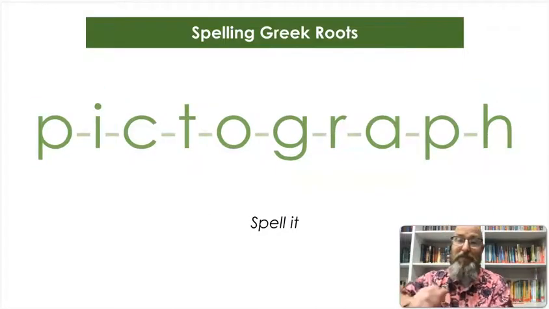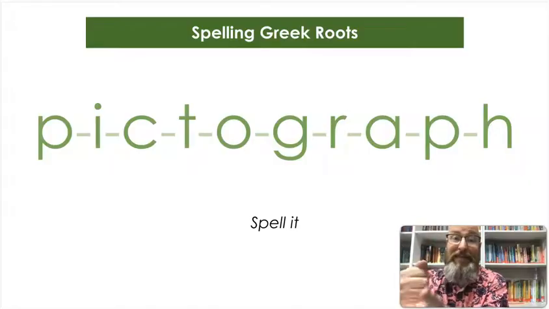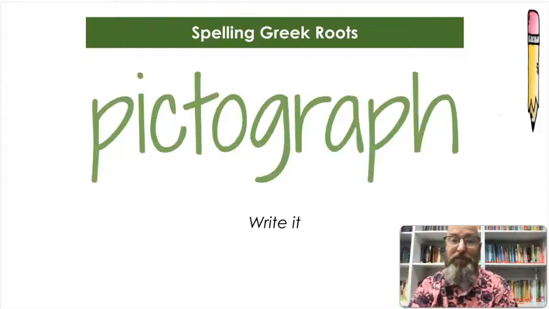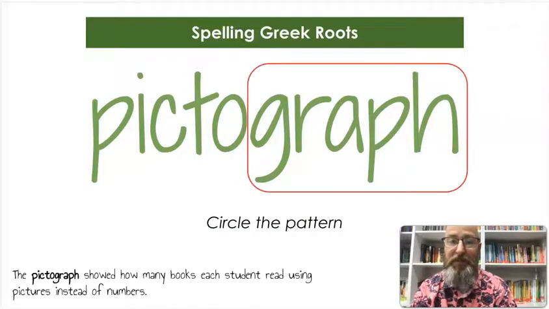Let's spell it. P-I-C-T-O-G-R-A-P-H. Pictograph. And let's write it. P-I-C-T-O-G-R-A-P-H. Let's circle that Greek root graph. The pictograph showed how many books each student read using pictures instead of numbers.